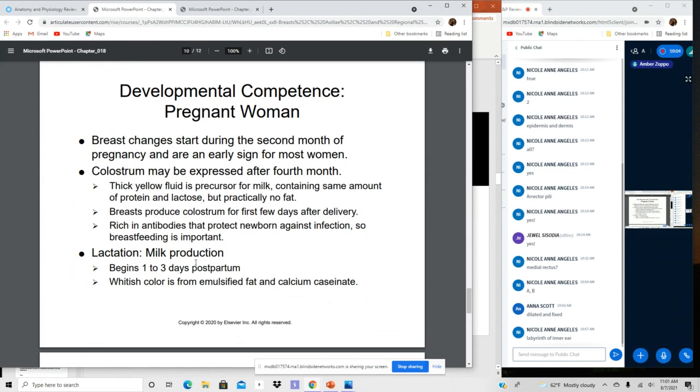So that's why they usually encourage women to breastfeed versus bottle feed, because the breast milk contains this colostrum, which is important for the immune protection of newborns. Lactation is milk production of the breast, and it usually begins 1 to 3 days postpartum. It has a whitish color from the emulsified fat and the calcium that it contains.